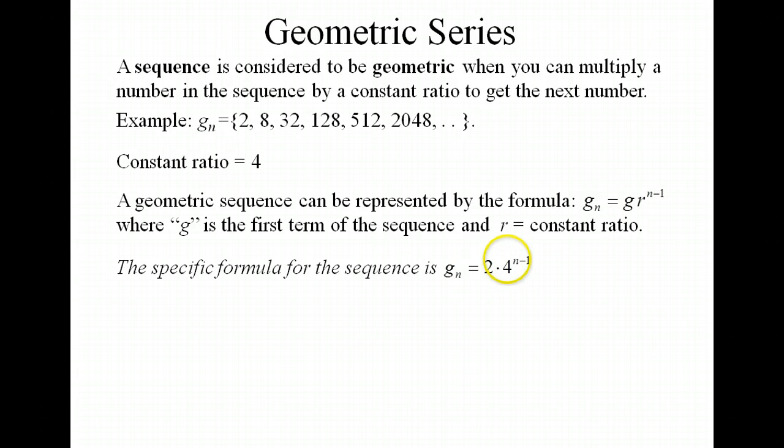The formulas are more convenient to use if you're looking for terms of the sequence further down. For instance, if you wanted to find the 25th term, you wouldn't want to have to write out 25 terms of the sequence to get there. All you would have to do is plug in a 25 for n and evaluate the formula.